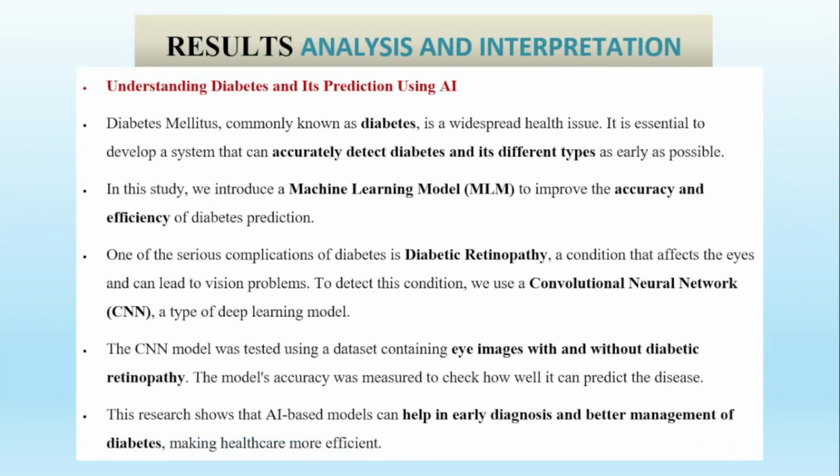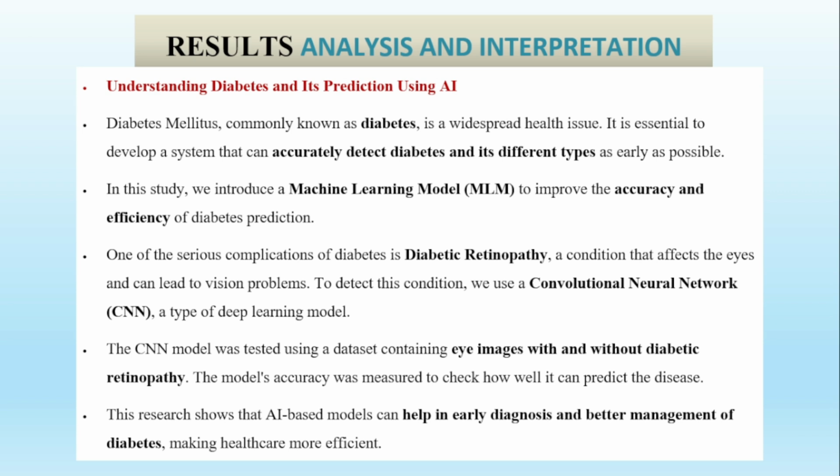Now, understanding of diabetes and its prediction using AI. Diabetes mellitus, commonly known as diabetes, is a widespread health issue. Now, it is essential to develop a system that can accurately detect diabetes and its different types as early as possible. In this study, we introduce a machine learning model to improve the accuracy and efficiency of diabetes prediction. We have also developed an automated machine learning study, which can select the machine learning model.